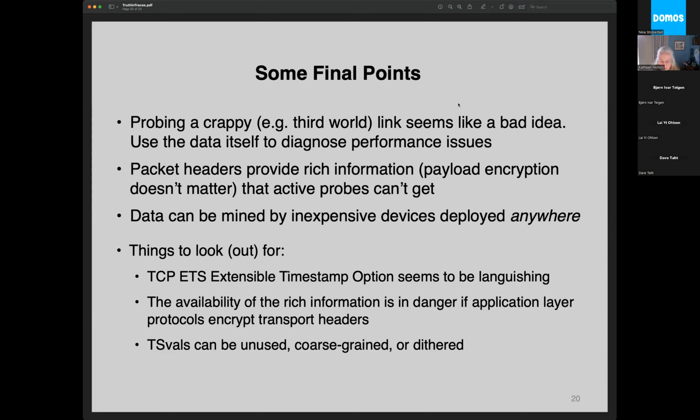So things to look out for: Google had done some work, and apparently Microsoft signed on also, in extensible timestamp options, which would have been really cool. You could have millisecond timestamps, but it seems to be languishing with the IETF. And if you are to encrypt packet headers, it will be hard to get information. Not impossible, you can probably do something.